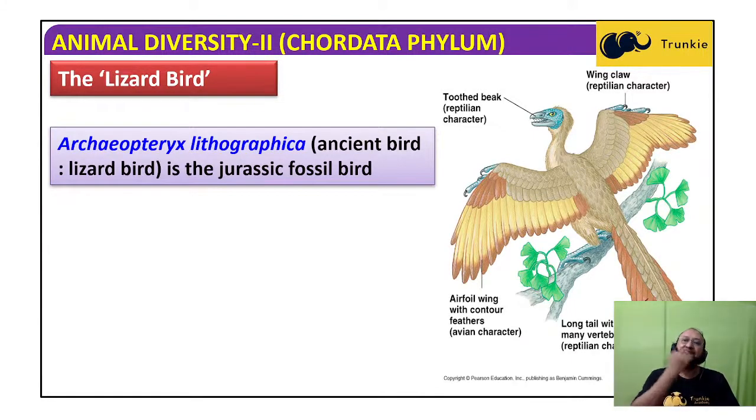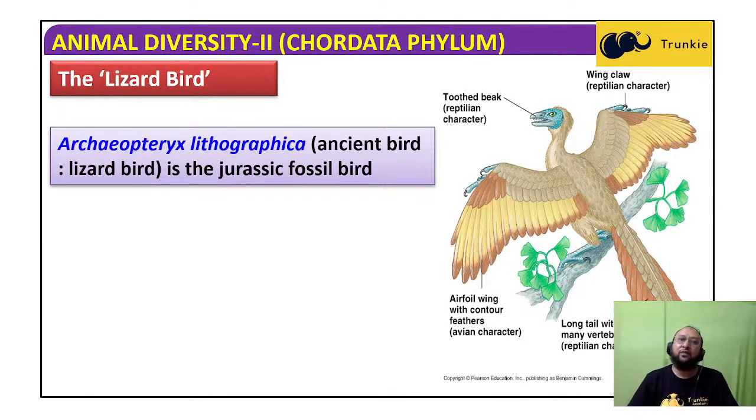They have teeth in their beak, a reptilian character. Wing claw, a reptilian character. The forelimb, the claw is there. But in the wings of a flying bird, you won't find any claw. Airfoil wings with contour feathers, that is an avian character, a feature of the birds. Long tail with many vertebrae, a reptilian character.